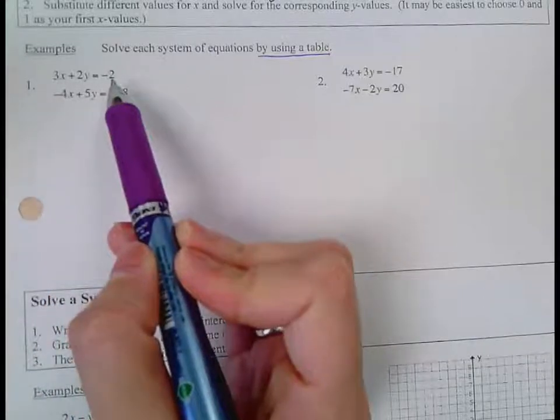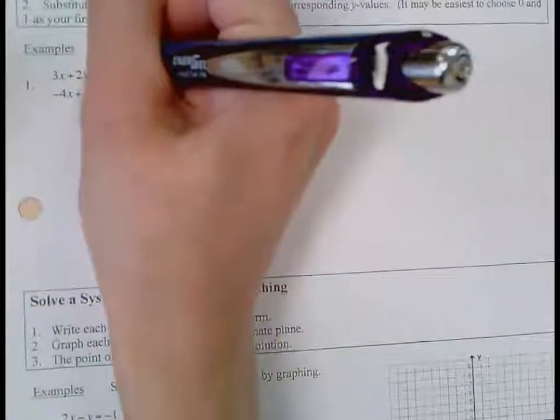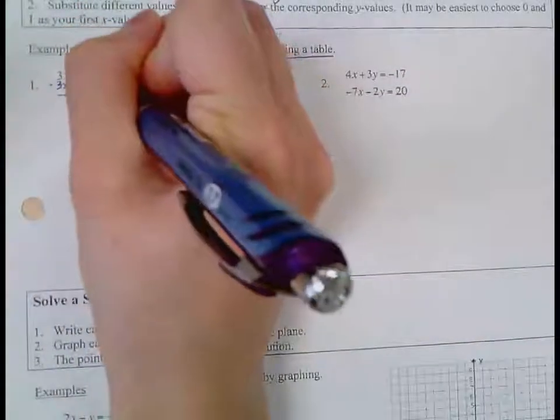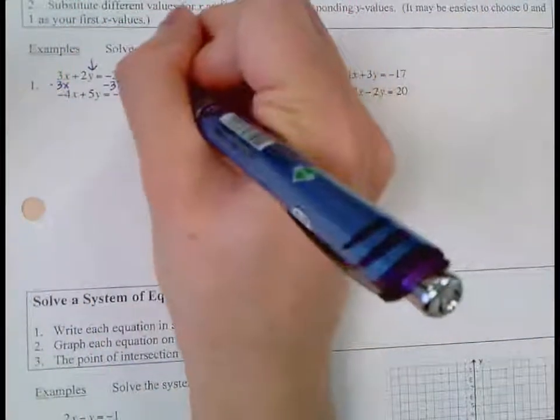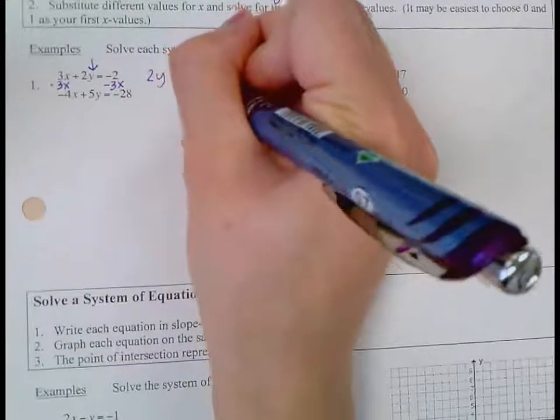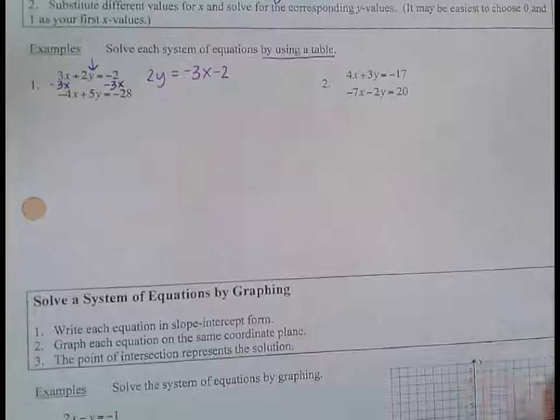So looking at the first equation in this system, we need to solve it for y. To do that, I can subtract 3x from each side first. So then 2y is equal to negative 3x minus 2.